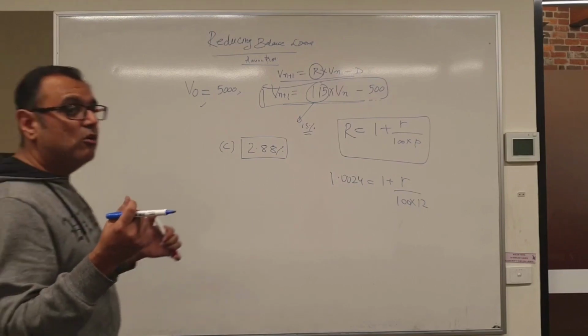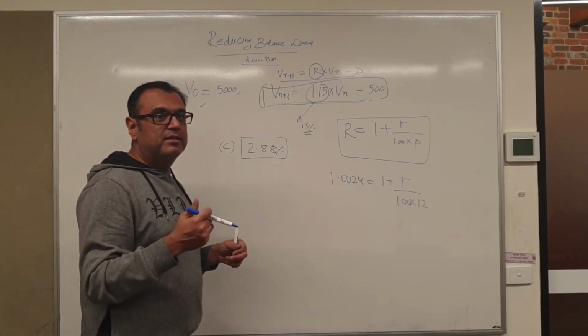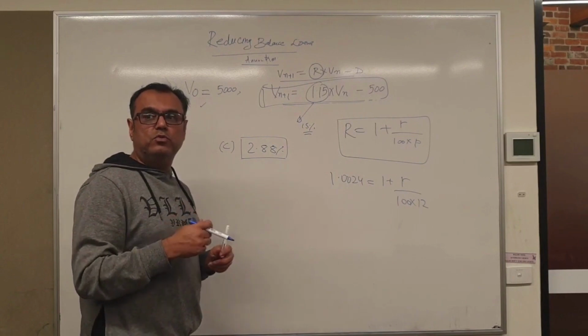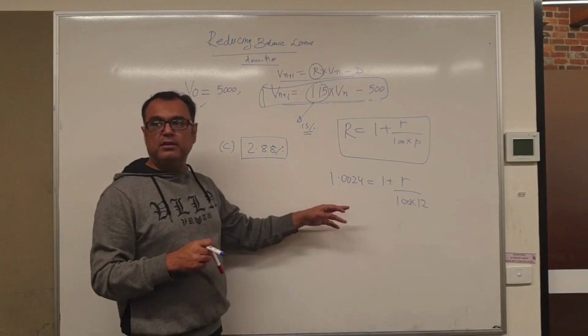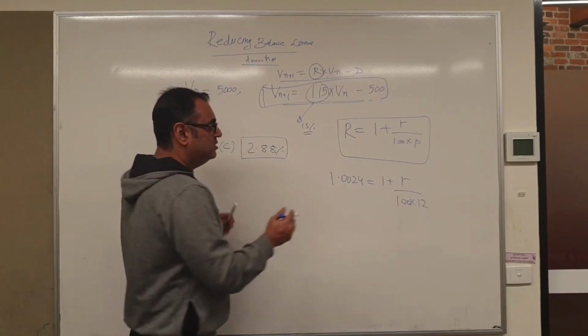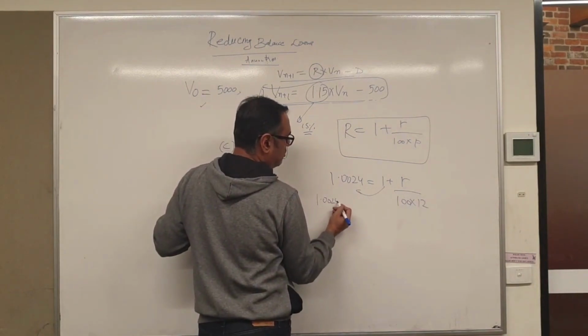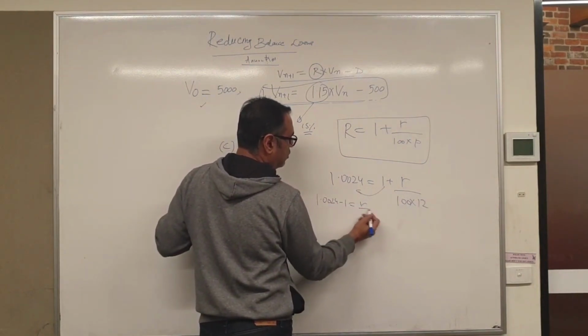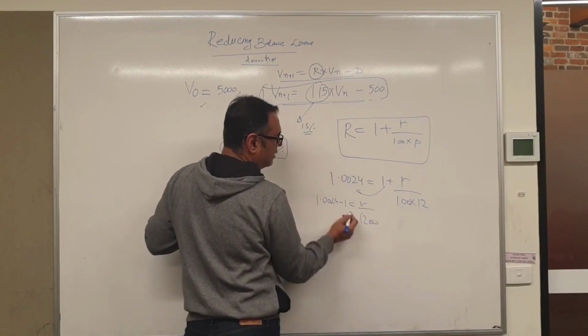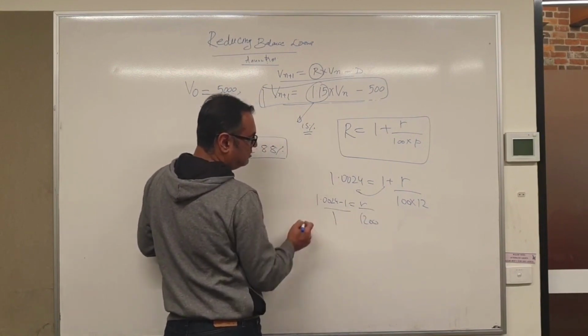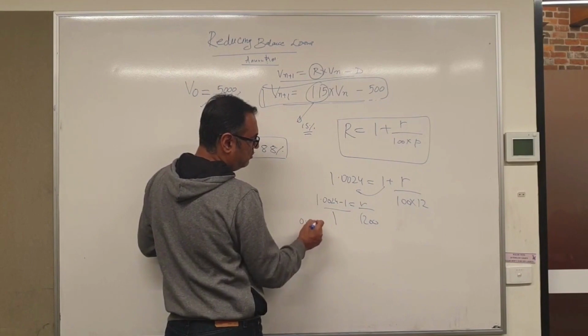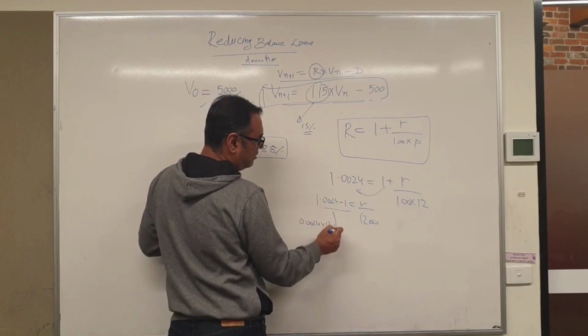But if I have to solve it by hand without CAS, what do I do? Yes, you take the 1 here. So 1.0024 minus 1 equals r over 1200. And then you cross multiply. So this will become 0.0024 times 1200 will be your r.